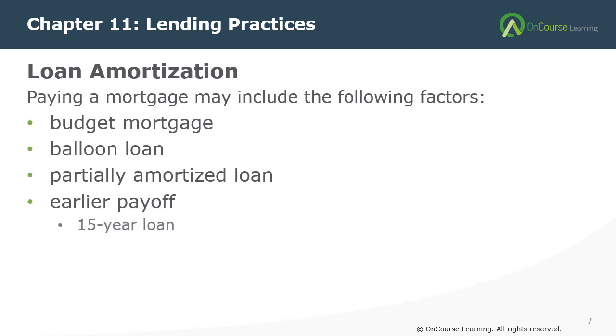With a 15-year loan, most mortgage loans, their maturity is over a 30-year period. Well, with a 15-year loan, the loan payments will be larger. However, the payoff will be faster, so less interest will be paid overall and a quicker equity buildup.